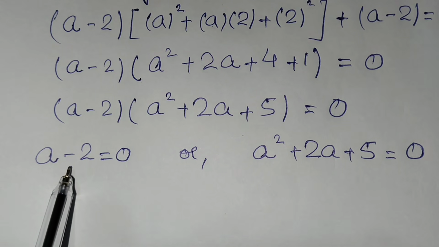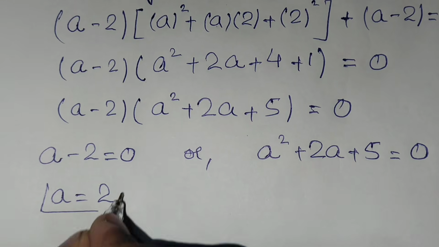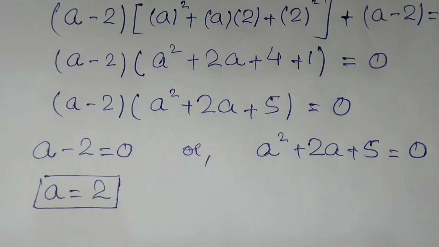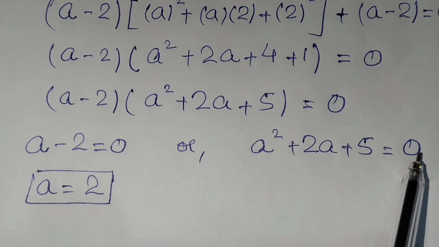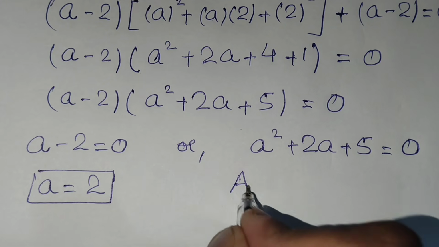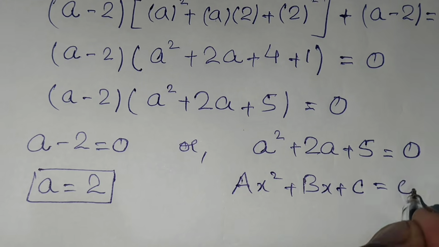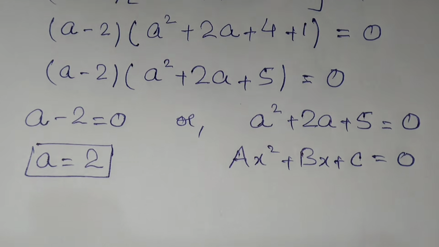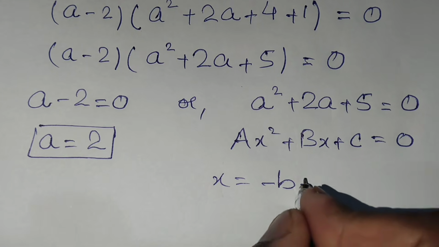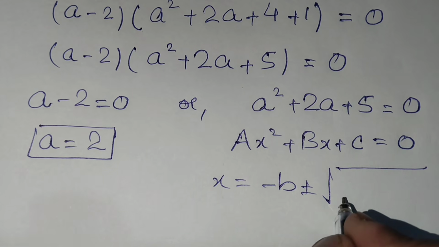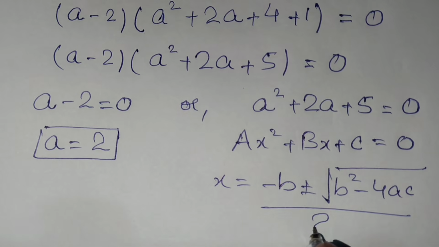By solving the first case, adding 2 on both sides, we get the first value of a, which is plus 2, and this is the real value of a. Now moving to the second case, a square plus 2a plus 5 is equal to 0. This is the quadratic equation. We have to use quadratic formula to get the value of a. x equals minus b plus minus square root of b square minus 4ac all over 2a.